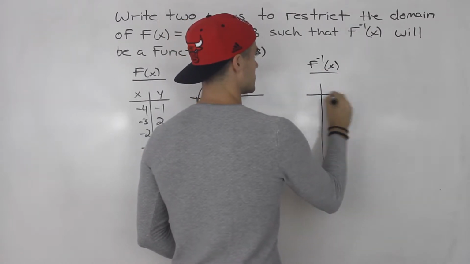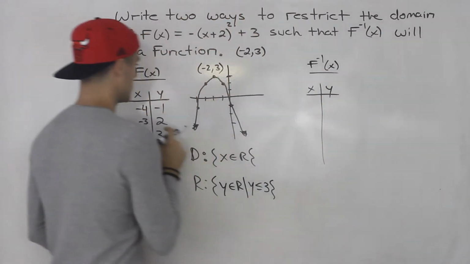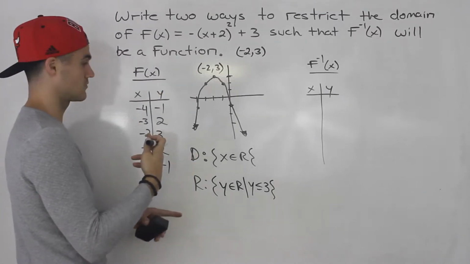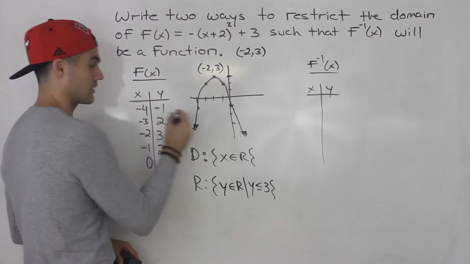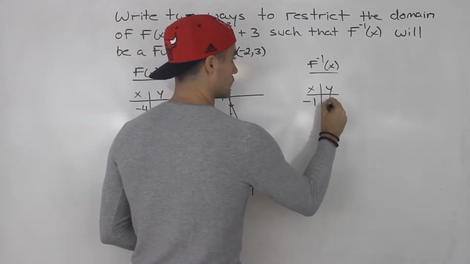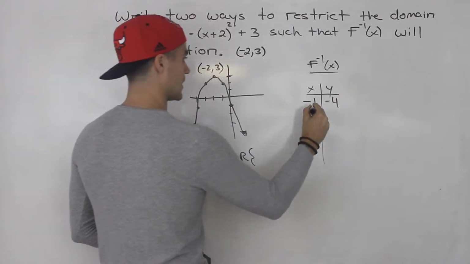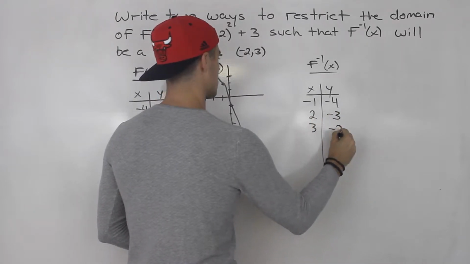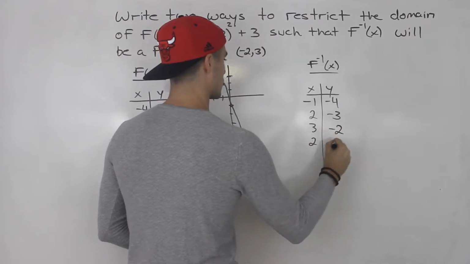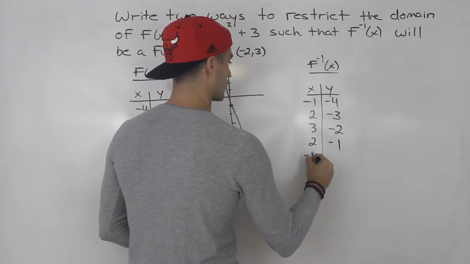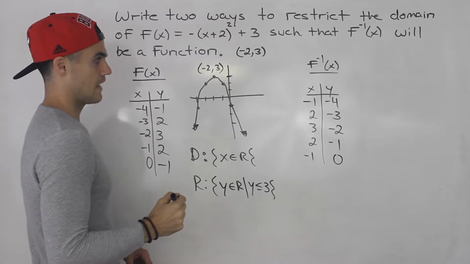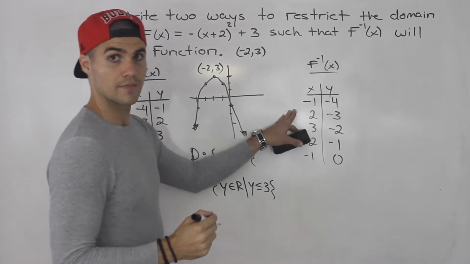Right? And now let's graph the inverse. So the inverse, because we have the table for the function, we could just take all these points and switch them, right? Interchange them. So negative 4, negative 1, that would change into negative 1, negative 4. Then we'd have 2, negative 3. We'd have 3, negative 2. We'd have 2 and negative 1. Then we'd have negative 1 and 0. And then we could just plot these, right?